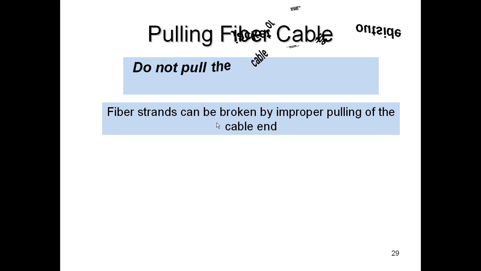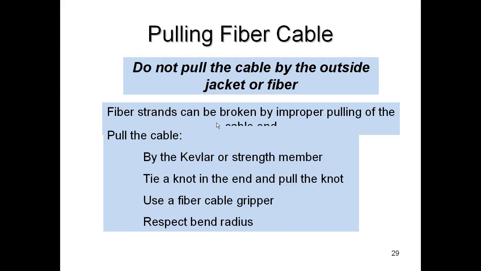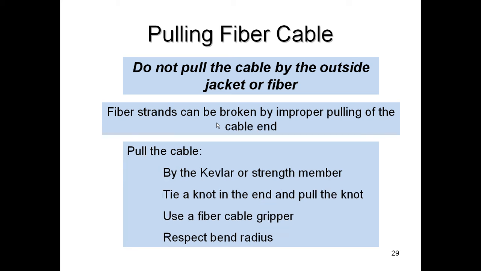Now, when we pull fiber cable, we want to make sure that we don't pull it by the outer jacket. Pulling it by that plastic jacket on the outside, what's going to happen is you're going to pull it, and when you release the tension, the plastic jacket's going to snap back to its original size and length, and it's going to crush and break the fiber underneath it. When you pull the fiber cable, you pull it by the Kevlar. You pull it by the strength member. It's a very simple process.